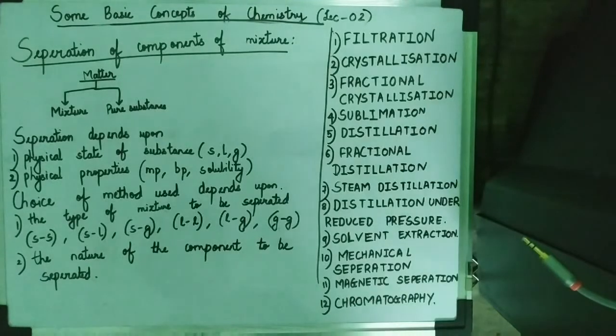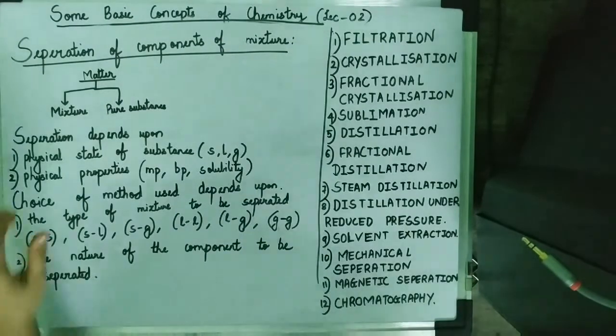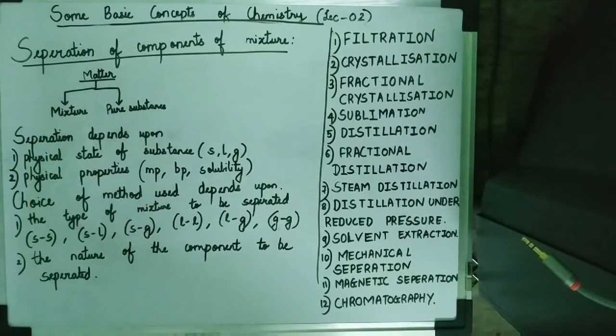Okay, so today we will be starting with lecture 2 of some basic concepts of chemistry, and today we will be studying the separation of components of a mixture. Like I was saying in the previous lecture, matter is classified into two broader categories, mixtures and pure substances. The constituents of pure substances, which are compounds and elements, cannot be separated. But for a mixture, we can separate the components depending on what type of mixture it is, or it also depends on a few factors which I have listed out.